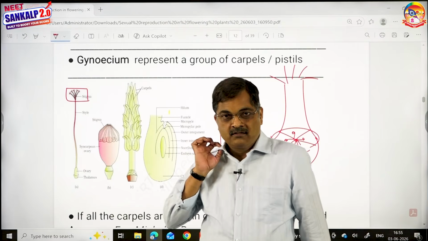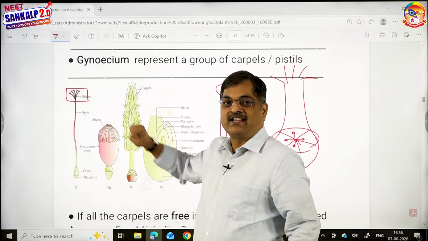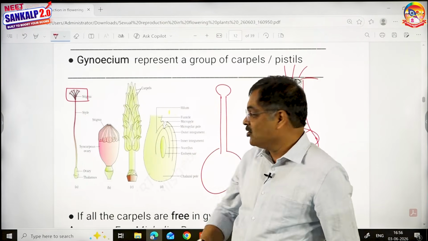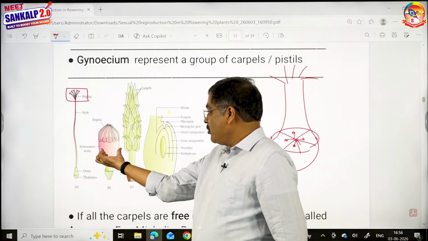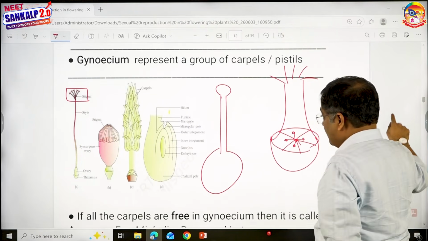Papaver is not stylish. I mean, there is no style here, okay? It contains the ovary and on it there is a stigma. There is no style. This is important. This is the ovary and this is the stigma. You don't see style here. That is papaver. All right.